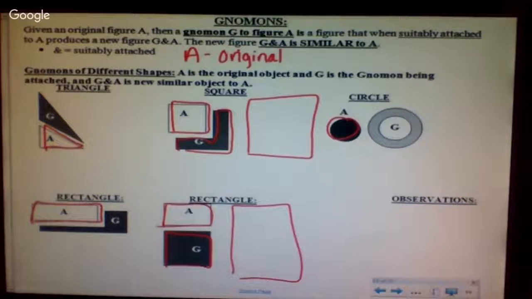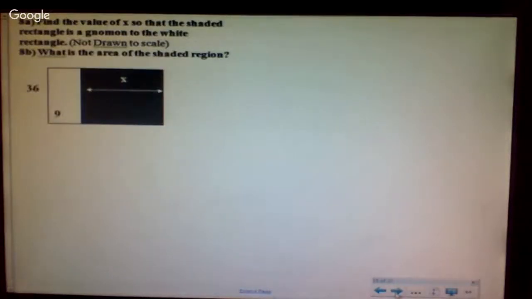Is G just that outer layer? Yes, just that outside circle. This fits on the inside. So here I add this donut looking thing to the original circle to make a bigger one, and my figures are similar. So we're going to have to be able to solve problems like this. Make sure too that you're actually answering the question that they give you.